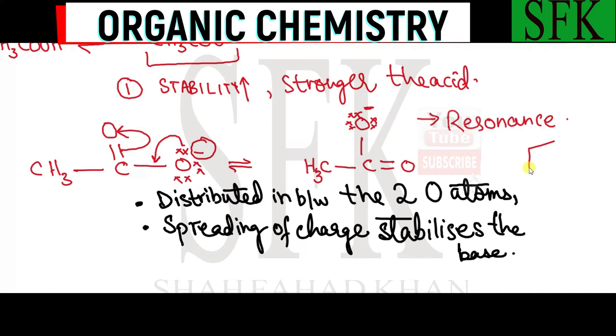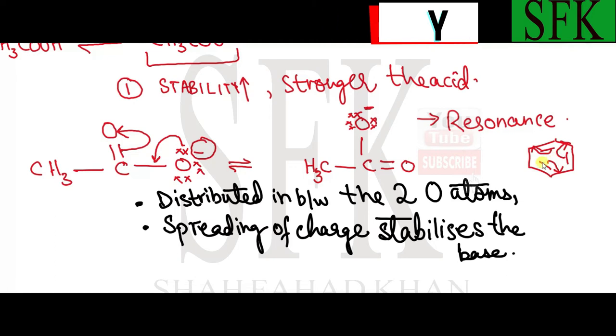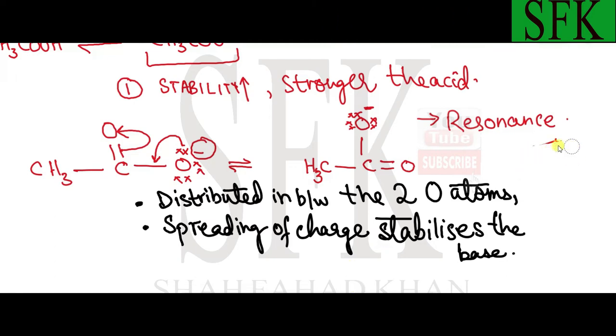In the case of benzene, we have three pi bonds, right? So the three pi bonds keep on resonating around the benzene ring. They keep on changing here and there. That's why it forms resonance hybrids. So these are the two resonance structures of the carboxylic acid group, basically the base of the carboxylic acid.